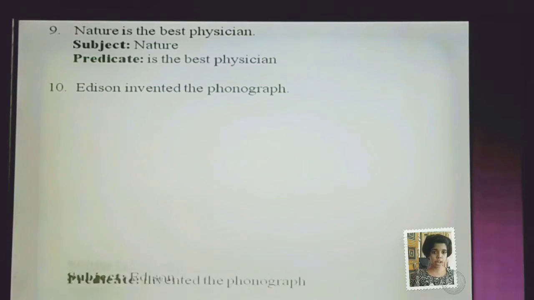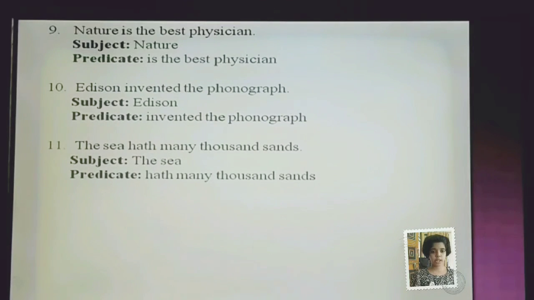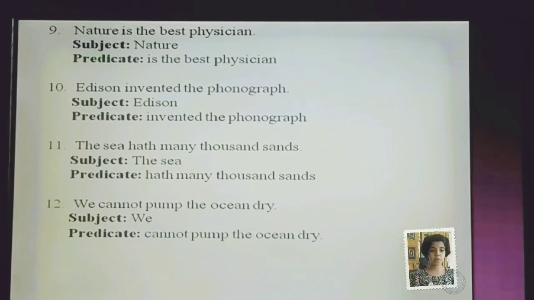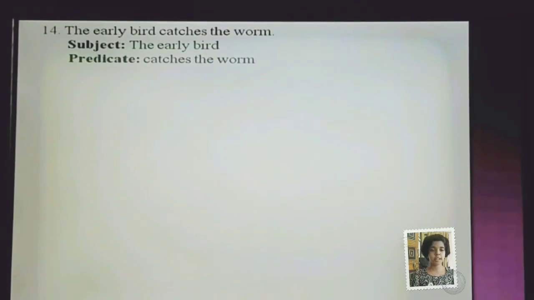Edison invented the phonograph. Subject, Edison; predicate, invented the phonograph. The sea hath many thousand sands. Subject, the sea; predicate, hath many thousand sands. We cannot pump the ocean dry. Subject, we; predicate, cannot pump the ocean dry. Borrowed garments never fit well. Subject, borrowed garments; predicate, never fit well. The early bird catches the worm. Subject, the early bird; predicate, catches the worm.